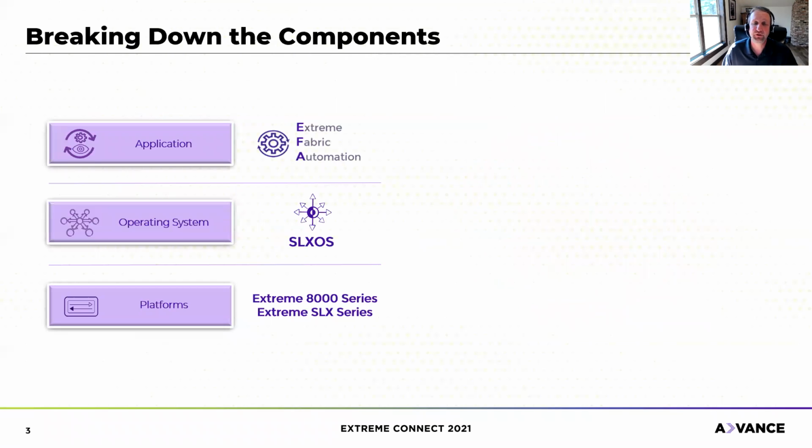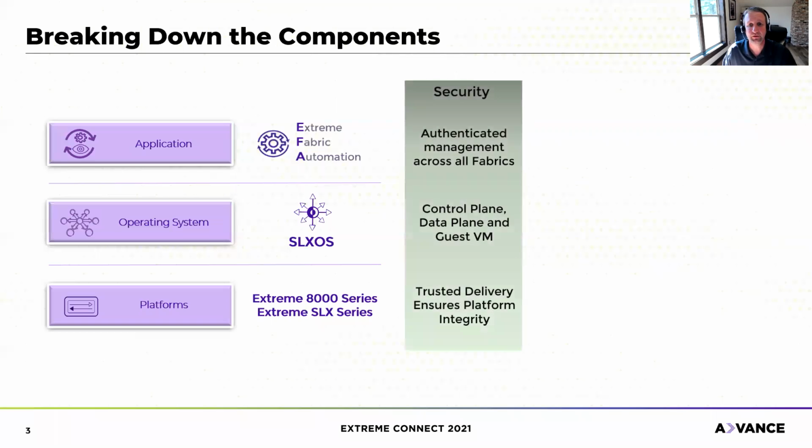Now let's break down the various components inside that data center. It's really very simple. Three areas. We start with the platform, the Extreme 8000 series and SLX series. We move up to the operating system. SLX OS is the engine. And then lastly, the application. Here, Extreme Fabric Automation, the ability for us to start that journey into hyperautomation.